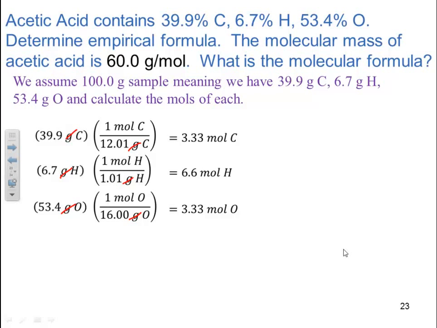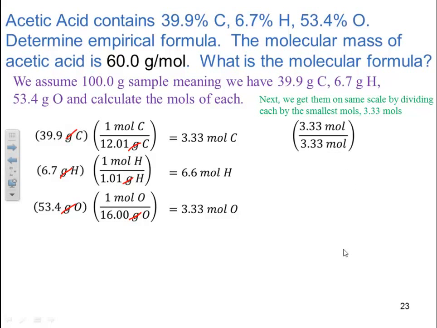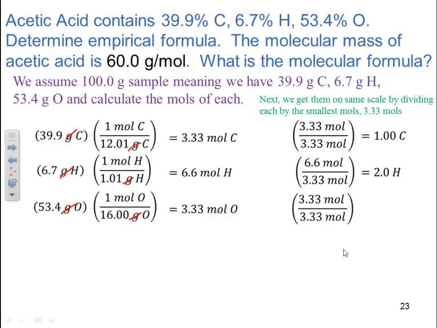It's a 3.33 to 6.6 to 3.33 ratio. We need to get this all on the same scale, so we're going to divide by the smallest number, which happens to be the same one for two of them. So we're going to divide everything by the smallest number of moles, 3.33. So the first one will end up being 1 carbon. 6.6 divided by 3.3 will give me 2 hydrogens. And 3.3 divided by 3.3 will give me 1 oxygen. So the empirical formula is CH2O.